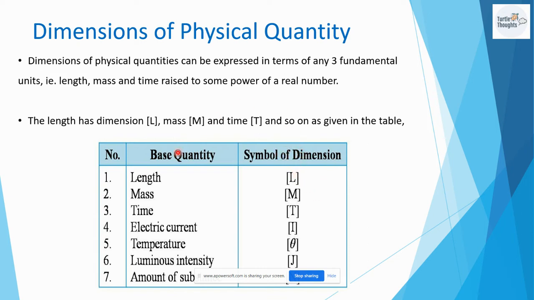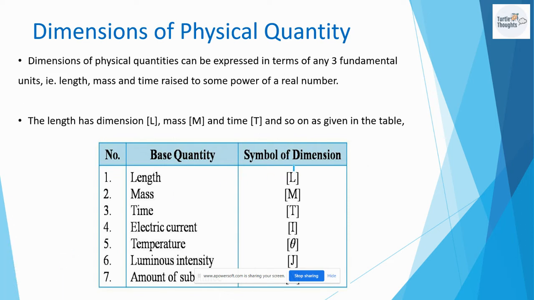Now, this table gives you all the seven fundamental quantities, and here we have the symbol of dimension, meaning that for every fundamental unit we have a dimension. And note that the symbol is written inside a square bracket. For length, the symbol of dimension is L. For mass, it is M. For time, it is T. Electric current is I. Temperature is theta. Luminous intensity is J. Amount of substance is N.